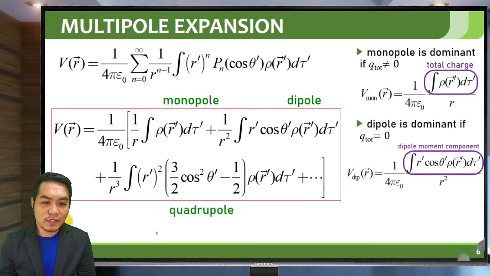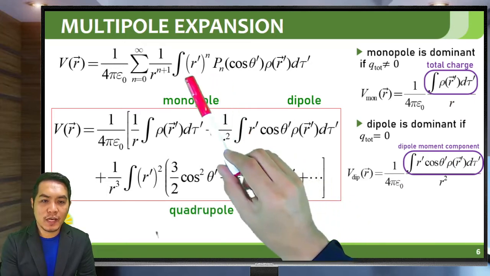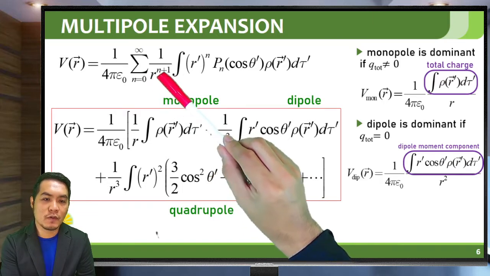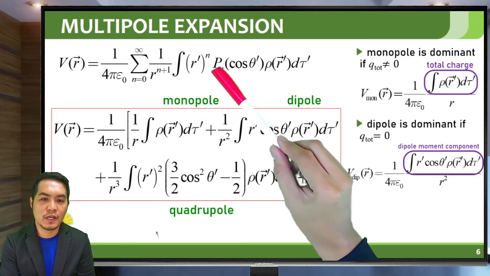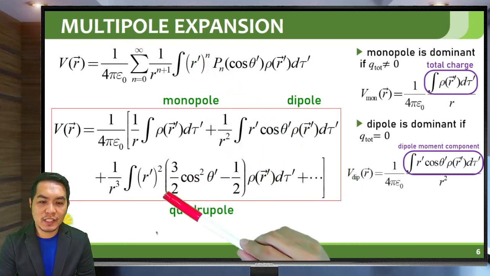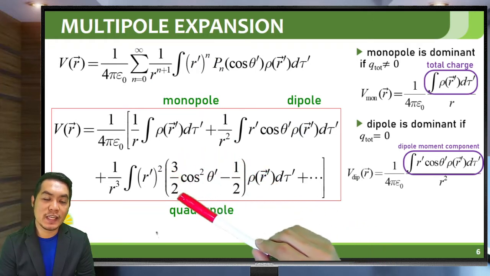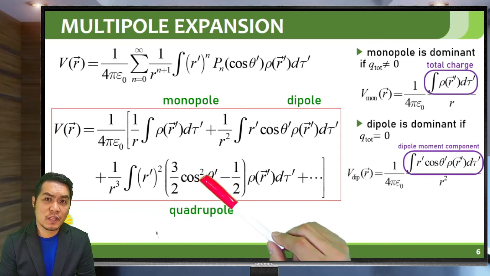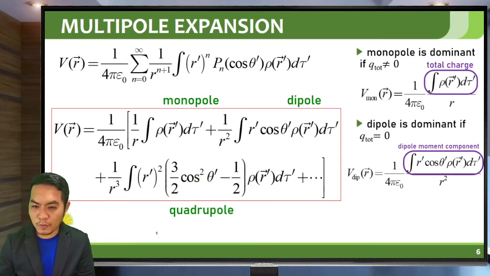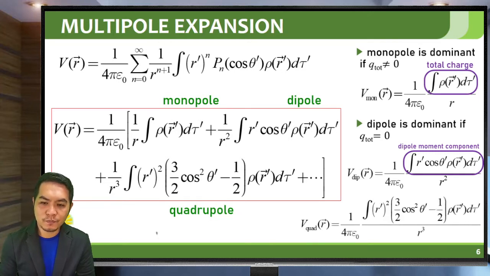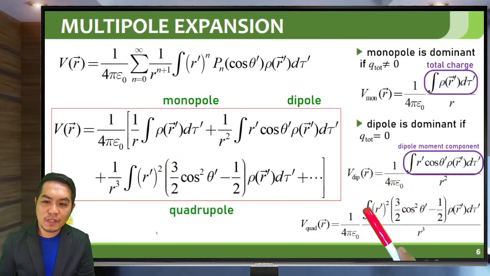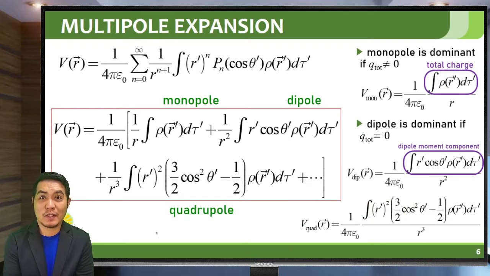Now, the third term is the quadrupole. So you have n is equal to 2. So when n is equal to 2, you have 1 over r cubed here. This is r squared, and this is P2. P2 is just this Legendre polynomial. P2 of cosine theta is 3 halves cosine squared theta minus 1 half, or 3 cosine squared theta minus 1 divided by 2. So that's the quadrupole term. So you can think of this integrand here as pertaining to the quadrupole moment of your system.